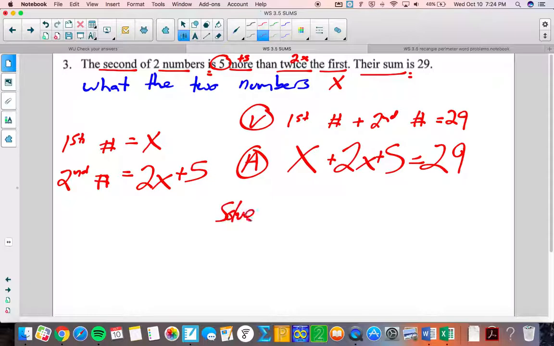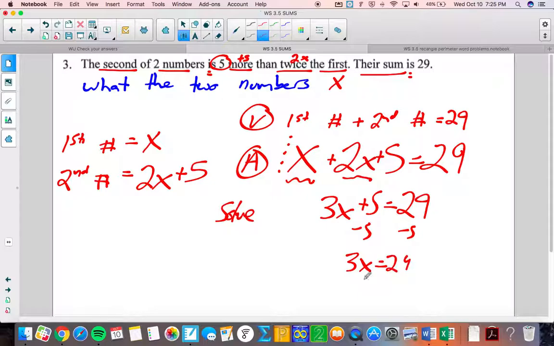Now I solve this equation. I'm going to start by simplifying and combining like terms. 1x plus 2x is 3x. Now I can solve this equation by subtracting 5 and then dividing by 3. That's a 4, by the way. It looks kind of messy. So I get x equals 8.